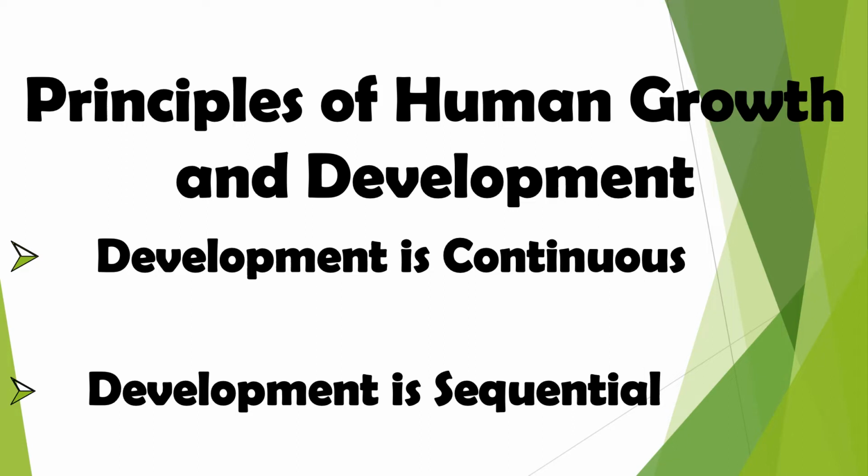Next is development is sequential. Most psychologists agree that development is sequential or orderly. Every species, whether animal or human, follows a pattern of development peculiar to it. This pattern, in general, is the same for all individuals. The child crawls before he creeps, stands before he walks, and babbles before he talks.